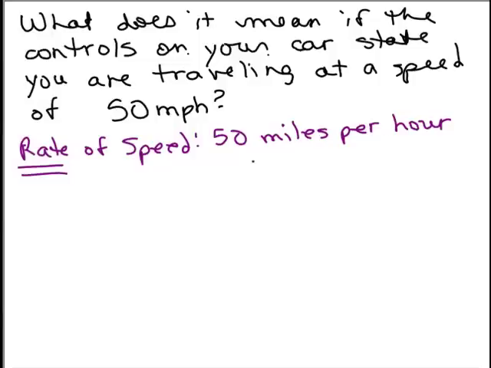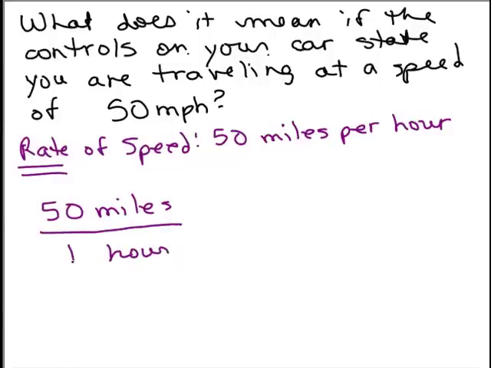MPH, miles per hour. Another way of writing that is 50 miles per hour, where "per" is just a fraction bar. And if it just says hour, it's the same thing as saying 1 hour. So this is another way of seeing a rate. There are two different words here along with the numbers. In this case, there's miles in the numerator and hour in the denominator, and that's what makes this a rate.